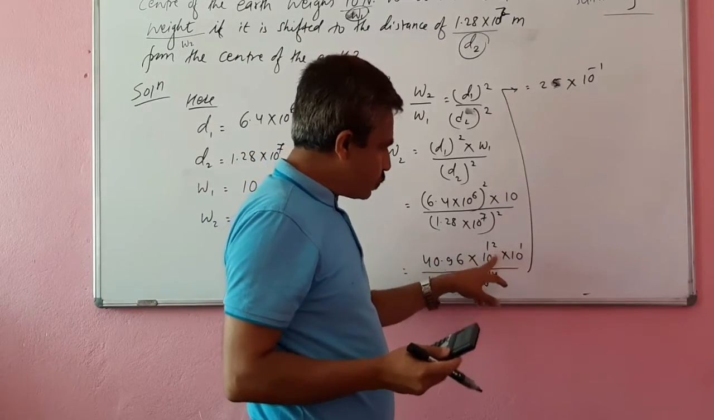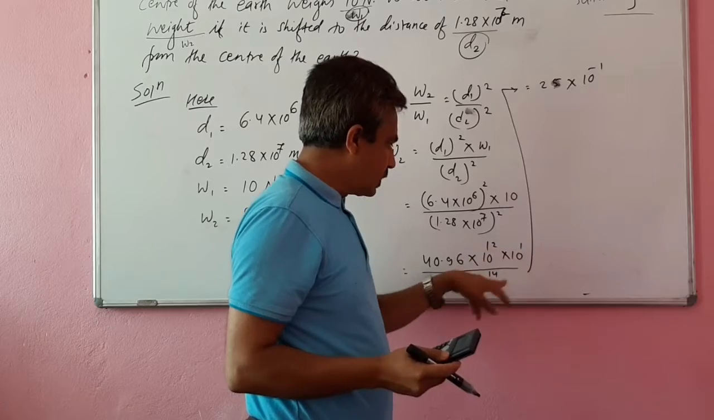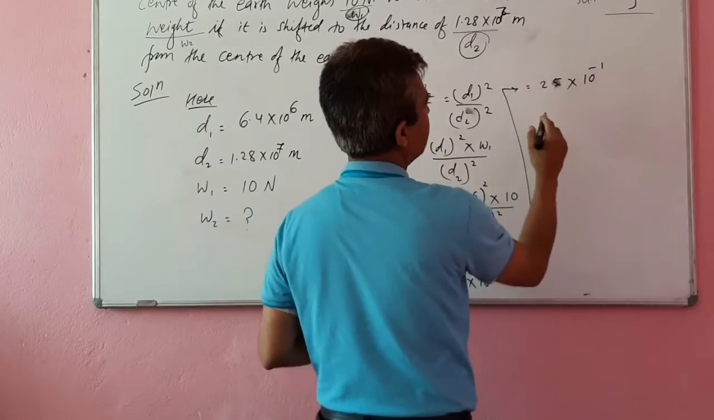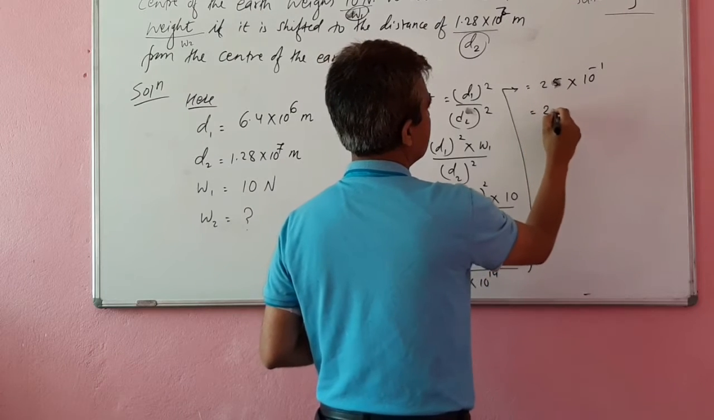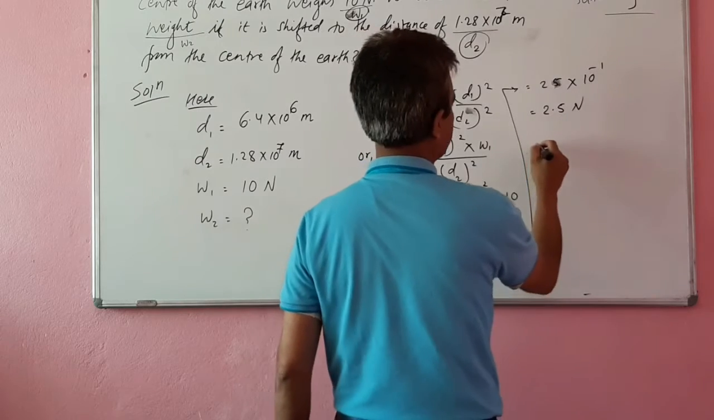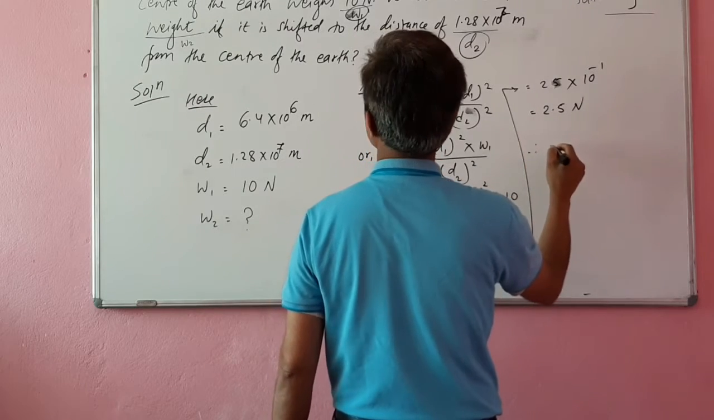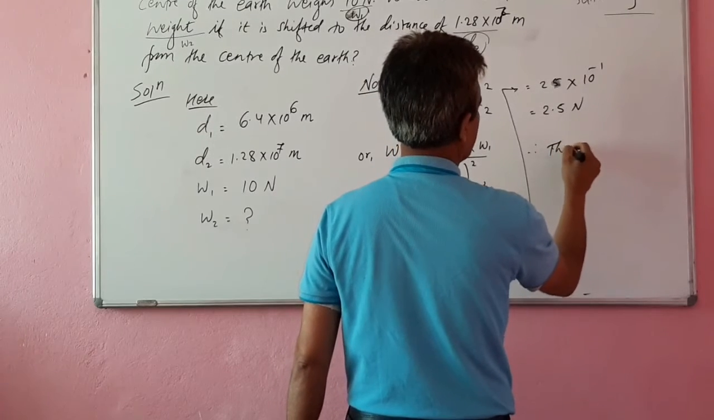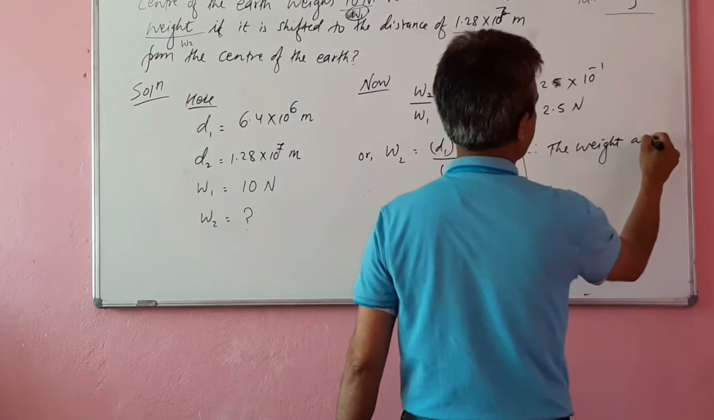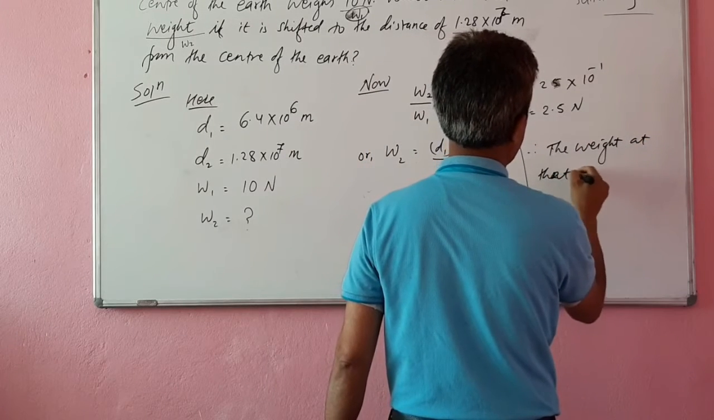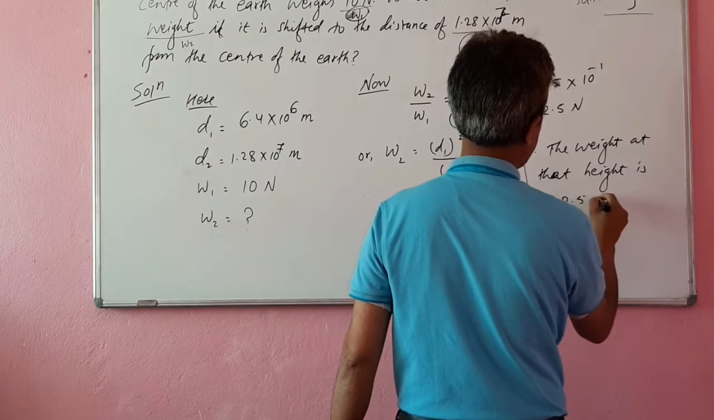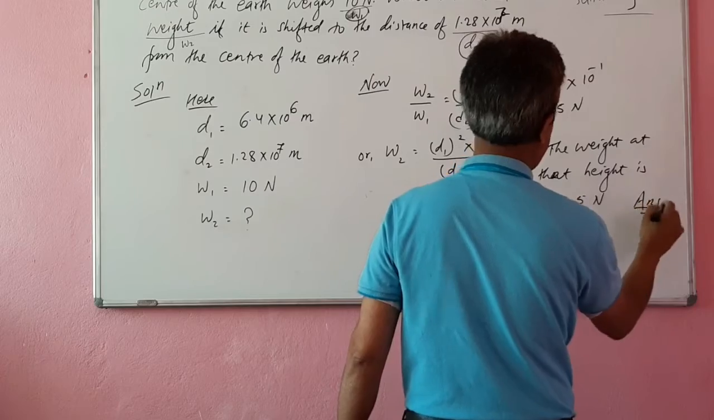Here is 10 to the power 12 plus 1, 13. 13 minus 14 is minus 1. So 25 multiplied by 10 to the power minus 1 means 2.5 Newton. Therefore, I will write down the weight at that height is 2.5 Newton. This is the answer.